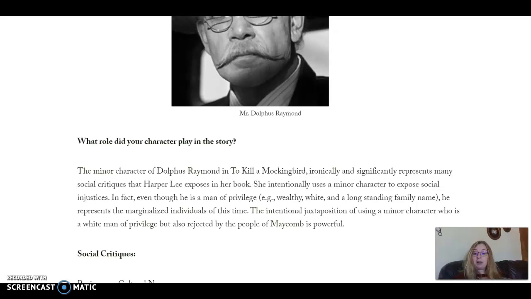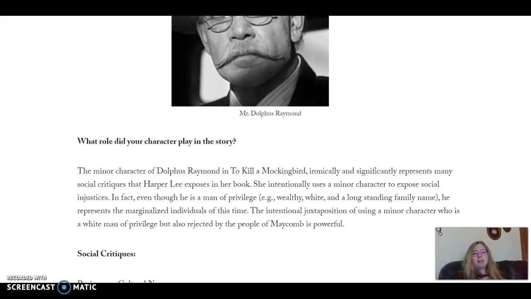The minor character of Dolphus Raymond in To Kill a Mockingbird ironically and significantly represents many social critiques that Harper Lee exposes in her book. She intentionally uses a minor character to expose social injustices. In fact, even though he is a man, Dolphus Raymond is a man of privilege, right? He has a long-standing family name, and we know that's really important in To Kill a Mockingbird. He's wealthy, and he's white. He still represents the marginalized individuals during this time, okay?